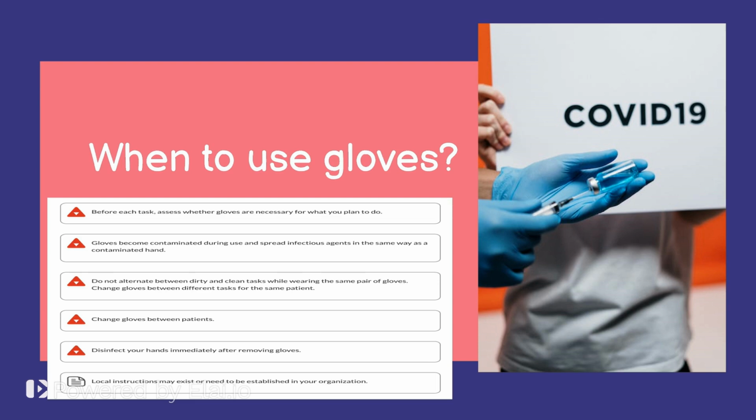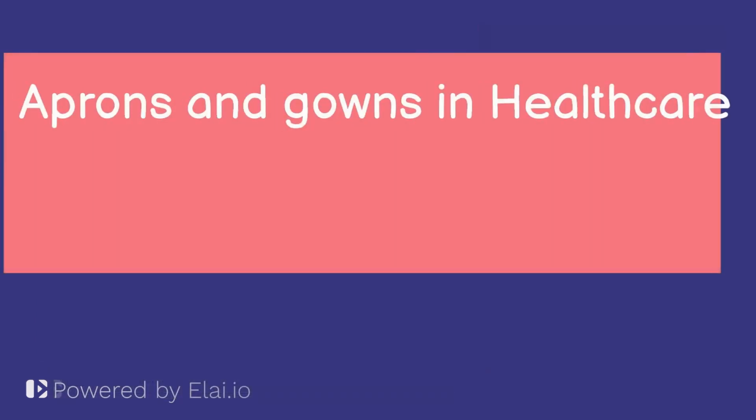Gloves are used to prevent the hands from becoming heavily contaminated with microorganisms. When gloves are used, it is sufficient to disinfect the hands after the task has been completed. Before each task, assess whether gloves are necessary for what you plan to do. Gloves become contaminated during use and spread infectious agents in the same way as a contaminated hand. Infectious agents can spread between patients and staff via contaminated work clothing.